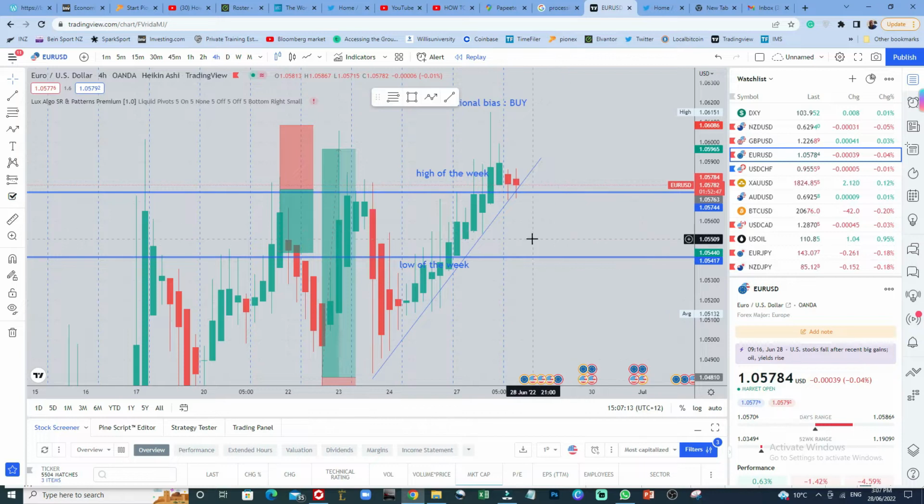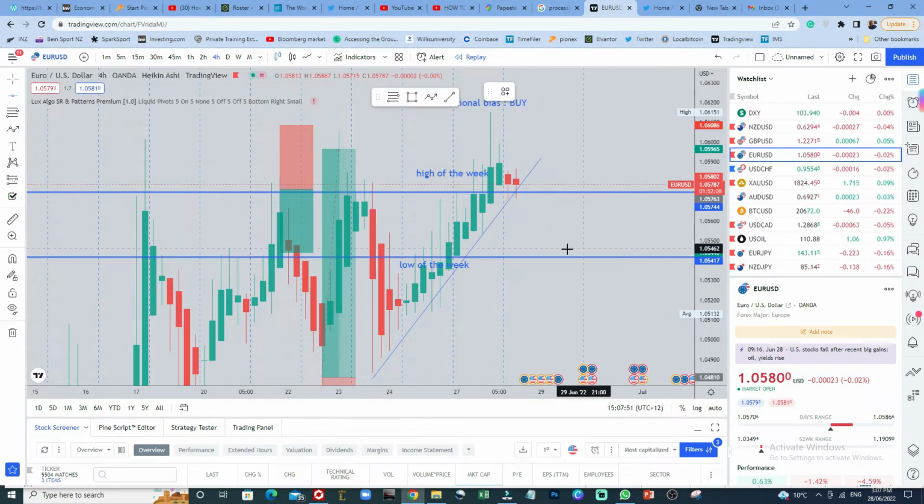Psychological levels are rounded figures where buys and sales can take place, where buyers and sellers are willing to buy or willing to sell. For example, rounded off figures, like 1.06000 is a psychological level, 0.5900, those are psychological levels. So we try to identify psychological levels, making 50 pips in between the two lines. Let's just take one and see.